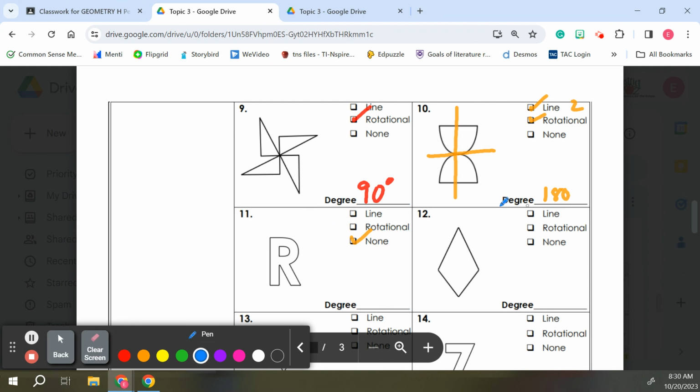Let's take a look at this. This looks kind of like a kite. Is it going to have rotational? No. Is it going to have a line? Yes, it will. And where's it going to land? Yep, smack dab in that middle. Very good.